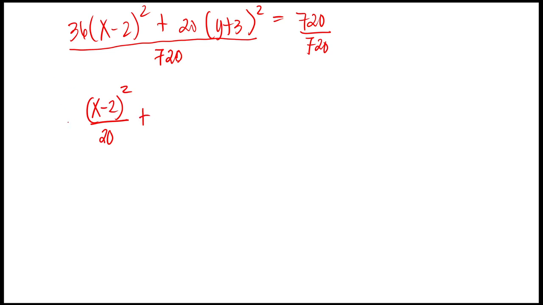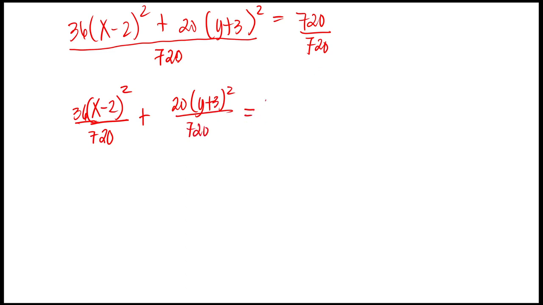Diba? 36 all over 720, that is 1 all over 20. Kaya 20 na lang yung matitira dun sa denominator. Ganon din po kay 20 all over 720. Pinaghiwalay ko na lang sila. Okay, ganito na nga lang para hindi kayo malito. So, 36 all over 720. Pwede natin silang paghiwalayin. Tig-isa sila ng denominator. Dapat pala yun na yung kaagad na ginawa ko.